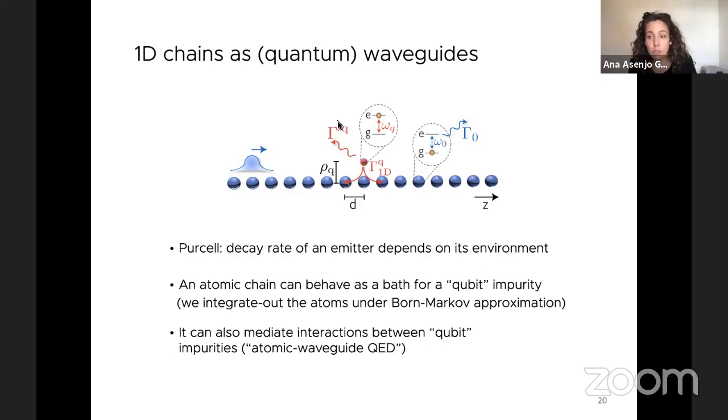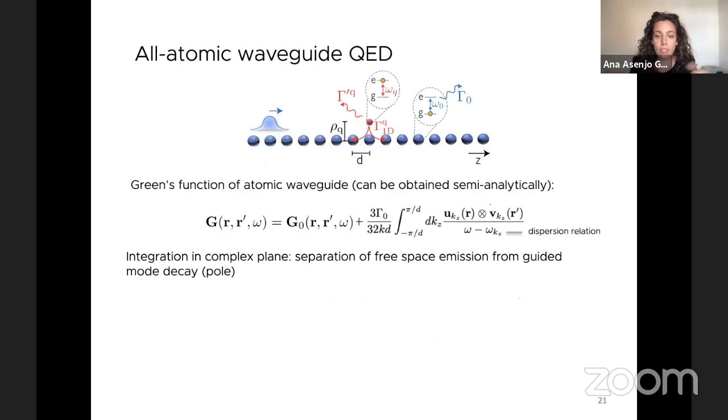And of course, if this is true for one qubit, it's true for multiple qubits. So this means that these arrays can mediate interactions between impurities. Let's see how one can describe this physics theoretically. What we can do is, again, calculate the Green's function, which is going to tell us about the lifetime and the coupling of the impurity qubit to the atomic chain.